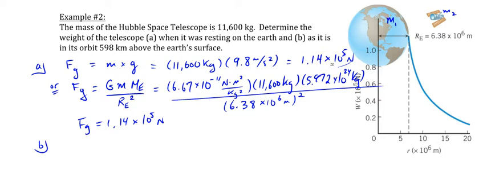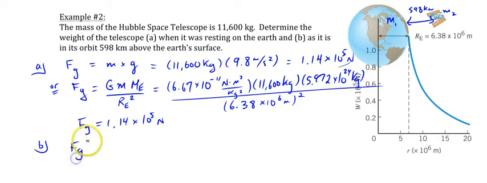In part B, we're now moving the telescope to an elevation of 598 kilometers above the surface of the Earth. You have to realize that the acceleration due to gravity is no longer 9.8, and we don't know what it is here. I suppose we can calculate that in the next section. But let's calculate the weight of the Hubble telescope now using the second method, which was longer to solve part A that way, but you can use it more precisely in part B.